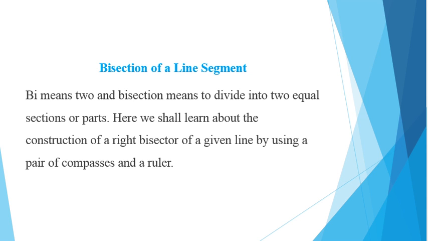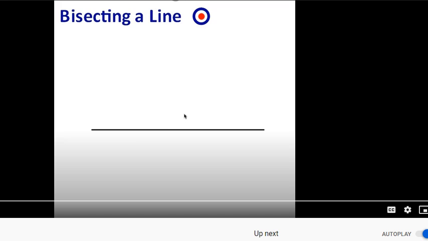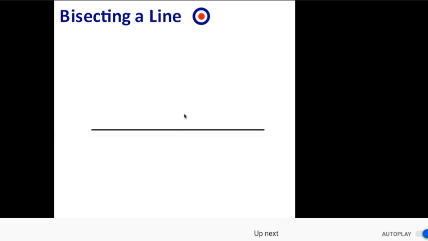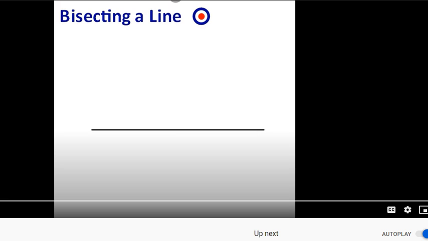For this purpose I will show a video. So we are moving to our video. Look over there, I have drawn a line, and now with the help of the compass I will bisect it. First of all I will open the compass more than half of the given line.